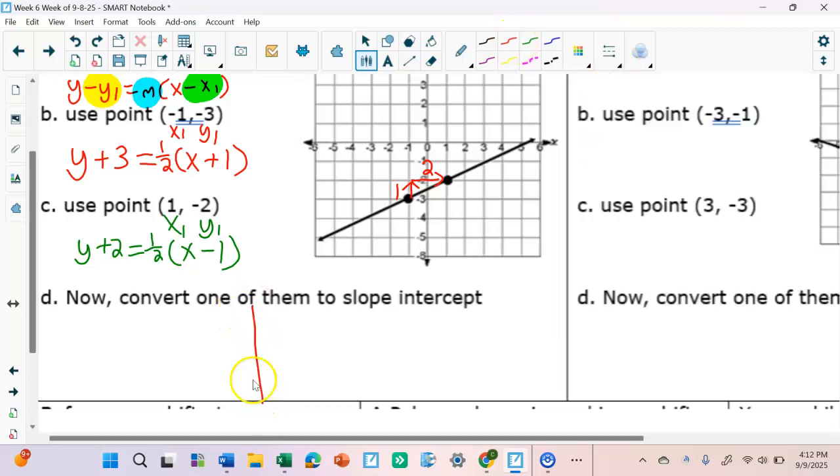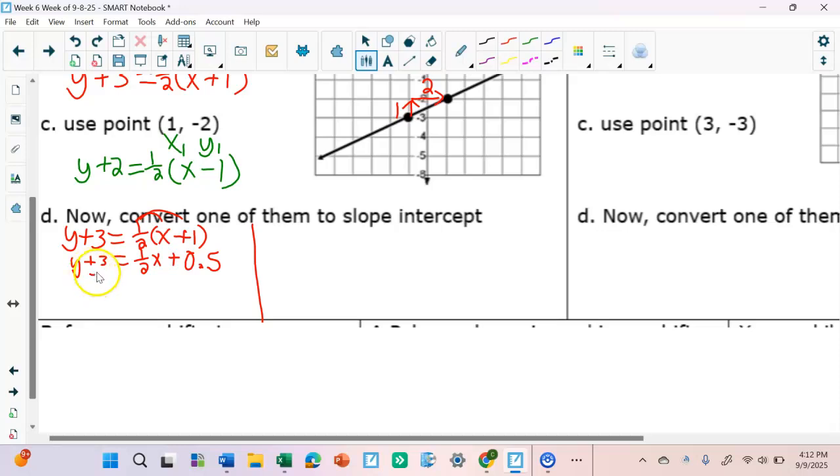So if there's 2 of them, depends on which one you use. So I'll do this one in red. Now, sometimes you have to deal with fractions. I know you don't want to, but if you distribute that 1/2 across, I get 1/2 x plus 1/2. Now, we know 1/2 is 0.5, so right now you'd have to subtract 3.